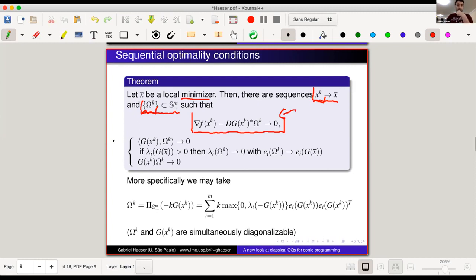About complementarity, we can measure complementarity in many ways. But for us, we will stick with this second case. Because g of x bar is equal to 0, all eigenvalues are 0, so this complementarity says nothing, and we don't need to bother. What we need is to use this specific sequence of multipliers, which is defined here, because then omega k and g of xk will be simultaneously diagonalizable.